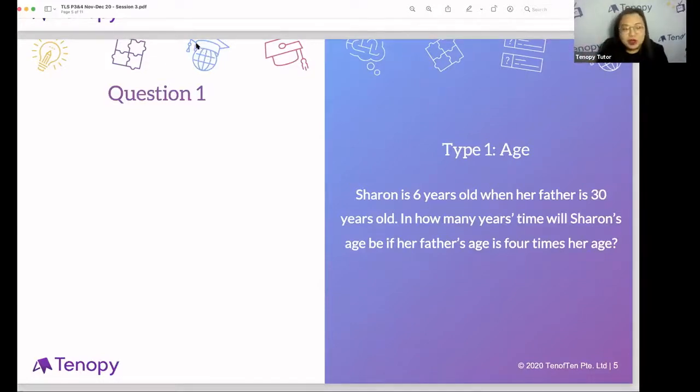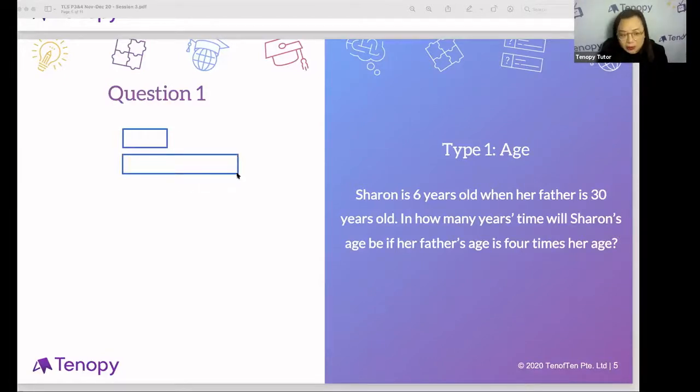First of all, let's take a look at model drawing. Sharon is 6 years old and her father is 30 years old. So Sharon is younger. I'm just going to draw a box, and I'm going to draw a longer bar for the father. Very good, Victoria, that's the right understanding. This is for Sharon and this is for the father. This is 6 years and this is 30 years old.